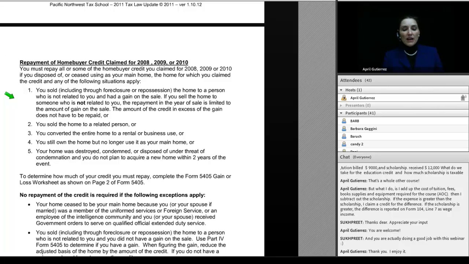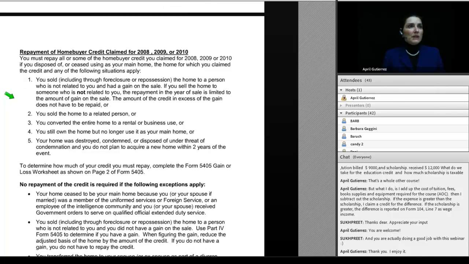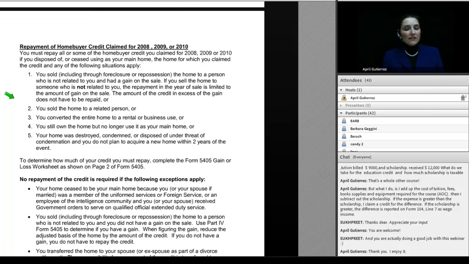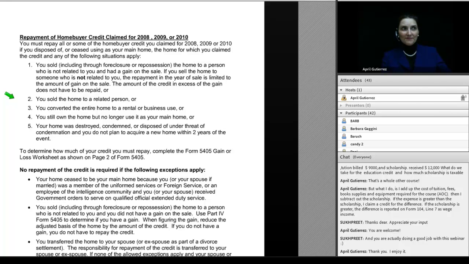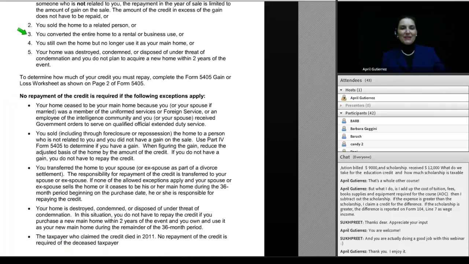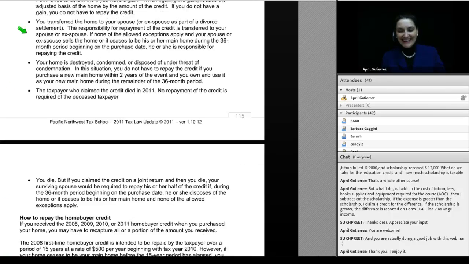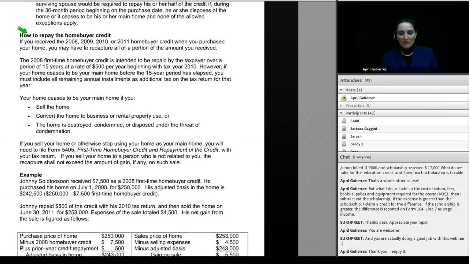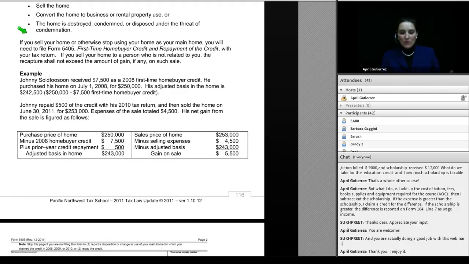They have some other exceptions to what happens if you move out within 3 years. For example, you die. Well, they don't make dead people repay the credits. That's nice to know. But if you divorce and your spouse gets the house, then the responsibility for repaying the credit or fulfilling the 3-year term goes to the spouse who keeps the house. Someone in the room is looking like, oh, maybe that's me. Okay. Then we move on to what happens if you actually sell the house early.